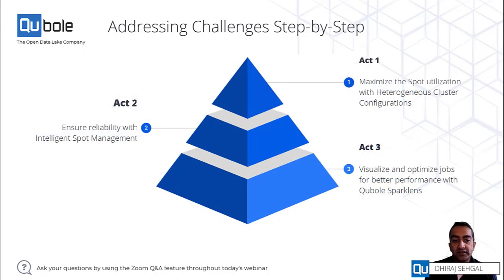So what they did was, interestingly, these are the three steps they took. They addressed the challenges step by step. First, in Act 1, they started to use heterogeneous cluster configurations. So they got multiple types of heterogeneous nodes and then maximized the Spot node availability with it.